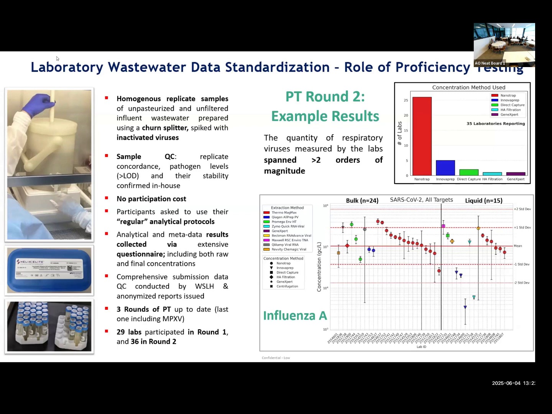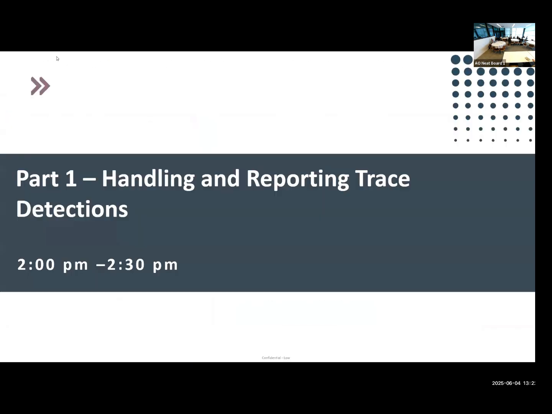Yeah, thanks for that, Dagmara, really bringing it into this. I know we had some conversations earlier about comparing data on a jurisdiction level, a statewide level, or even a national level. Programs like the proficiency testing programs help us understand that variability between different labs and different methods.